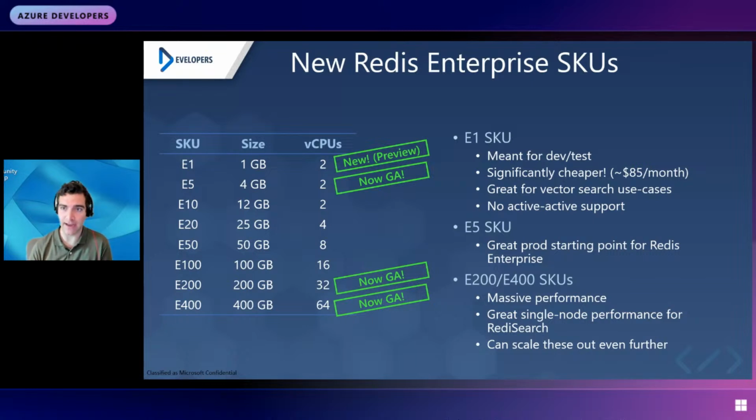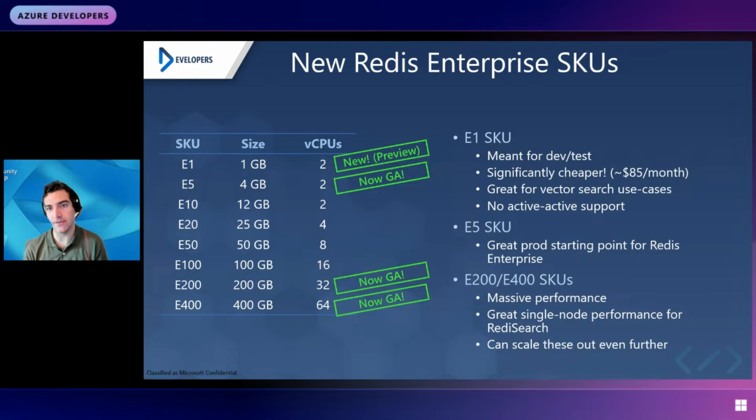It does not support active-active because it's just too small, but it's a great place to get started. It supports all the other enterprise features, including vector search. And so it's just a very cost-effective way to get started with all these great features. And so the E1 SKU is in preview. We expect to GA that within the next month. And E5 is of course GA and has been for a few months now. So that's on one end.